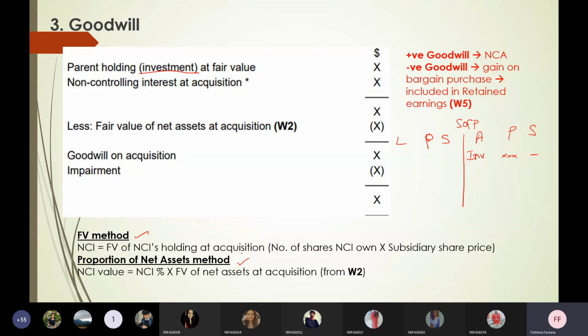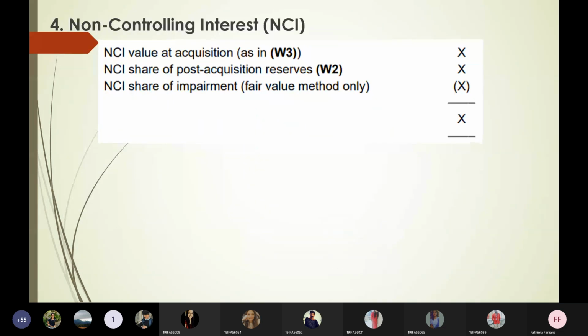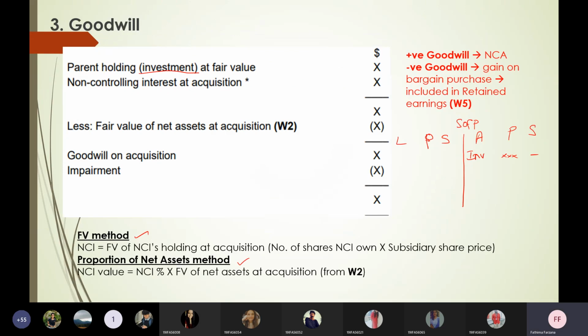So this is the value, whichever method I'm going with, I'll compute and take it here. Then less fair value of net asset at acquisition, working note 2. We'll do one problem and see. Then goodwill on acquisition. The difference is called goodwill on acquisition. If there is any impairment, we have to subtract it and we'll get the goodwill value. So this goodwill working, we solve one problem, we will come to know better.